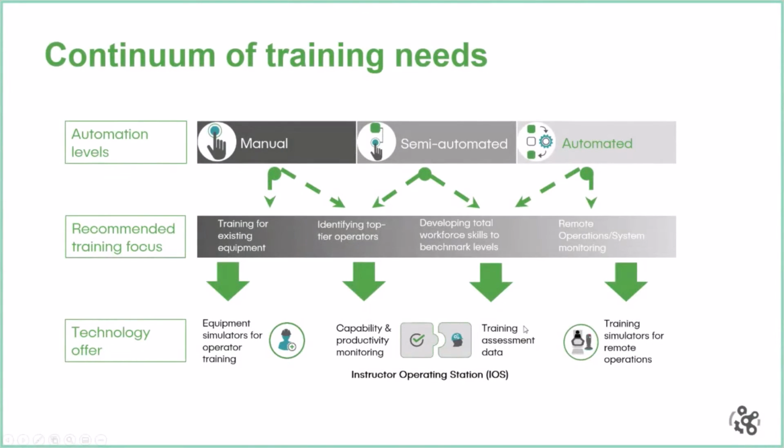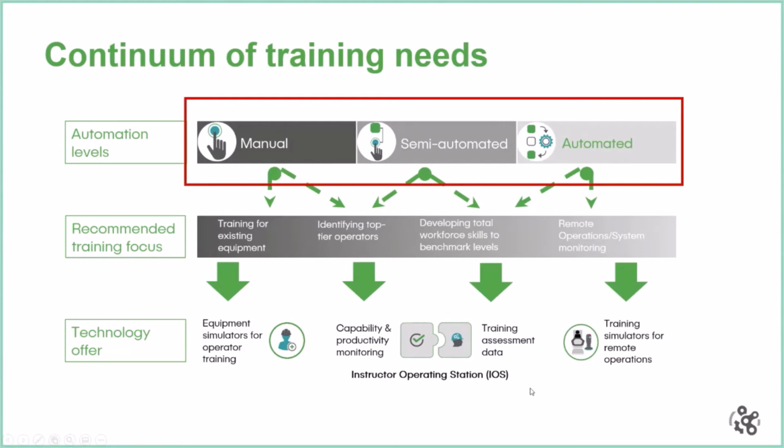Here we are, a continuum of training needs. Let me break this down so that you can understand it. Wherever you are on your journey to automation, that's indicated along the top row with manual operations on the left, remote operations on the right, and transitional or semi-automation in the middle of that top row. Each of these areas has a corresponding recommended training focus and corresponding technology in line with the continuous training that Marc was just referring to.